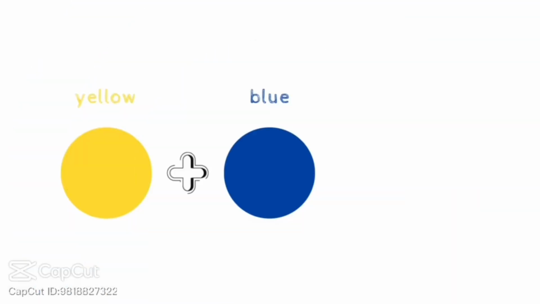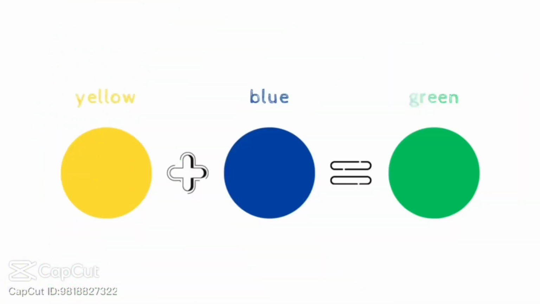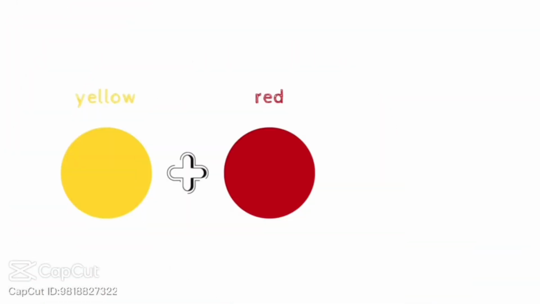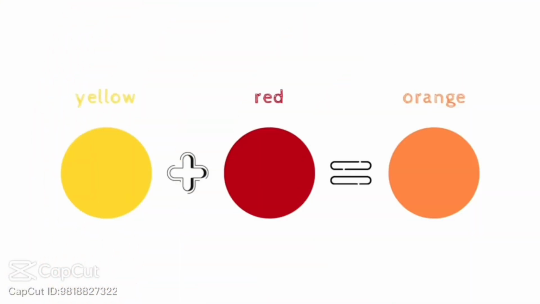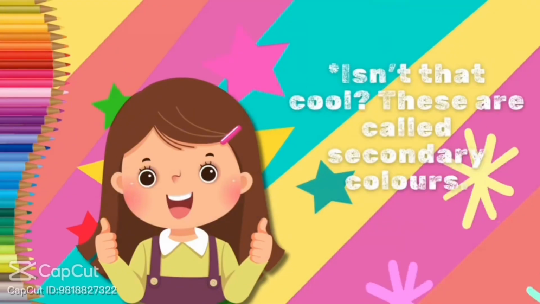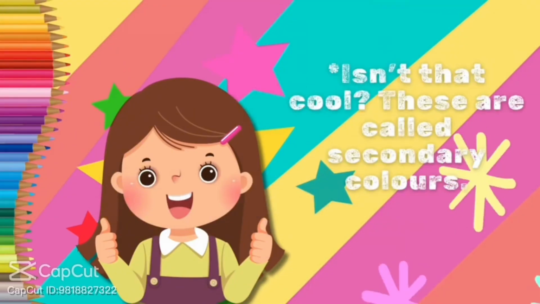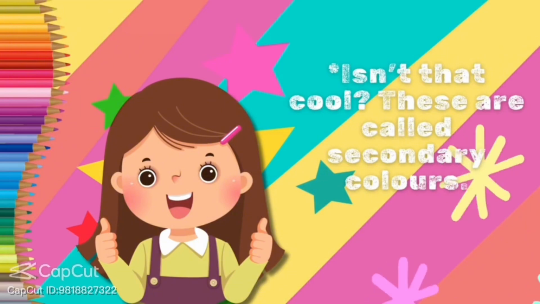Yellow mixed with blue gives us green. Let's go to the next colors. Yellow mixed with red gives us orange. Isn't that cool? These are called secondary colors.